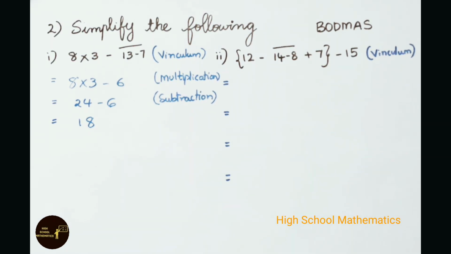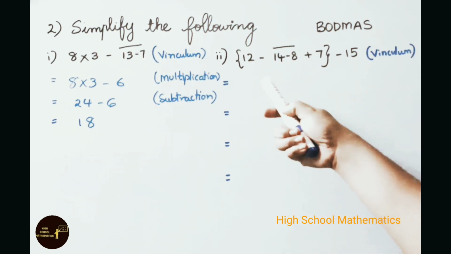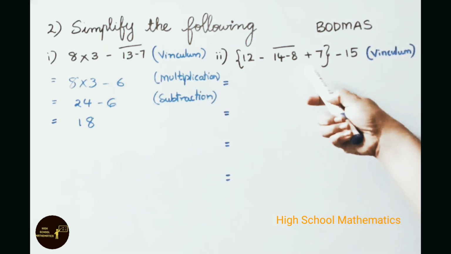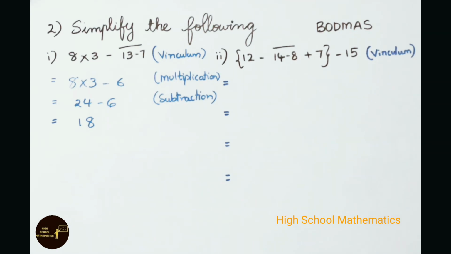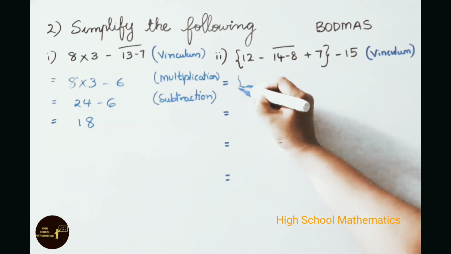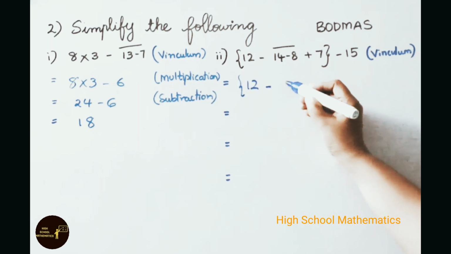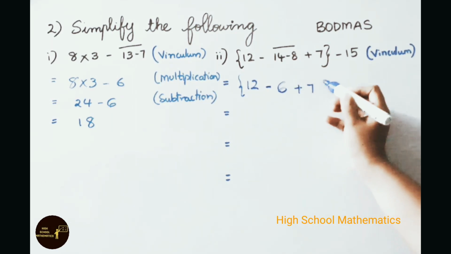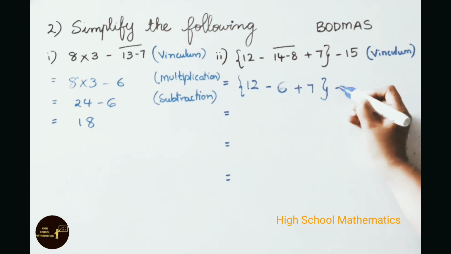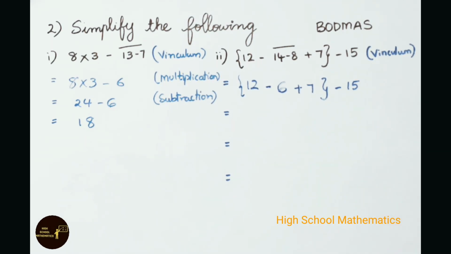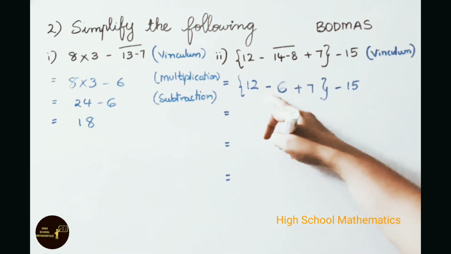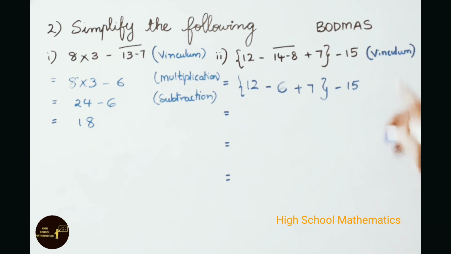So the answer is here 18. See now second sum. Curly bracket 12 minus, bracket 14 minus 8, plus 7, close the curly bracket, minus 15. So first we have to solve the bracket according to the BODMAS rule. Let us write curly bracket 12 minus, 14 minus 8 is 6, plus 7, close the curly bracket, minus 15. Now we have to solve the values present in the bracket. See here subtraction and addition is there. First we have to do addition.